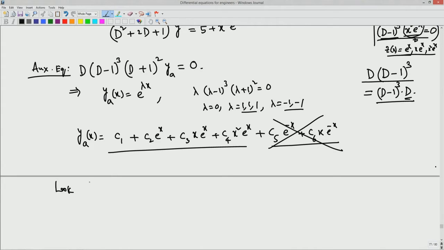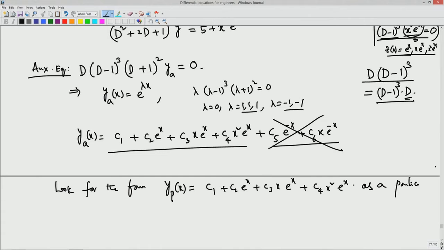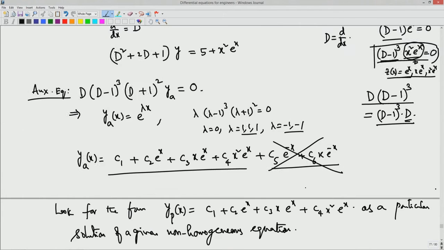So, look for the form: the particular solution yp of x is equal to C1 plus C2 e power x plus C3 x e power x plus C4 x square e power x, as a particular solution of the given non-homogeneous equation. Okay. So, we will just substitute into the equation now.